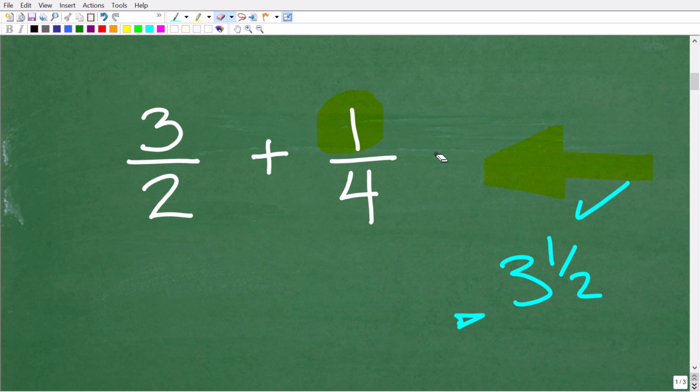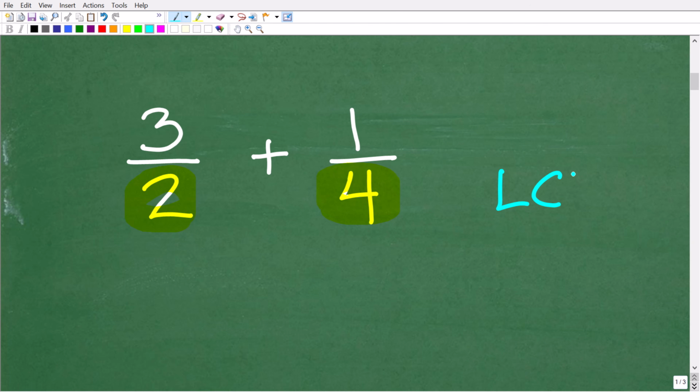Alright, so I'm going to give you a fantastic shortcut to add fractions, but before I do that, let's just go ahead and talk about when you can add and subtract fractions, because the procedure to add and subtract fractions is the same. Okay, so you can only add fractions or subtract fractions when the bottom numbers, the denominators, are the same. Now if they are not the same, you have to find something called the lowest common denominator. Okay, so what is the lowest common denominator?